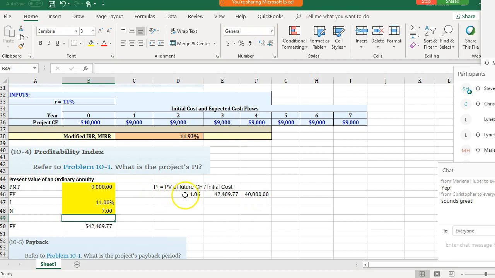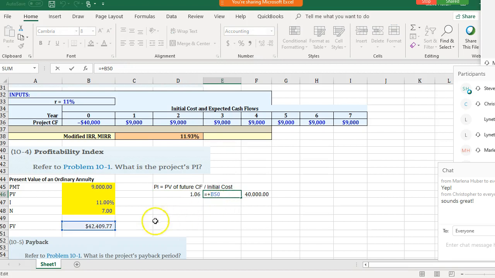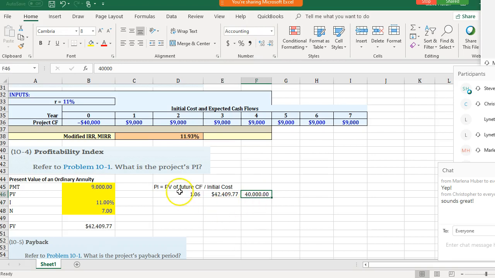And so I already had the formula built in right here, but what I want you to see is the PI formula is the present value of future cash flows divided by the initial cost. So the present value of future cash flows is the $42,409. The initial cost is that $40,000 investment. And so my profitability index, my PI, is the division of those two, 42,409 divided by 40,000. And I get 1.06.